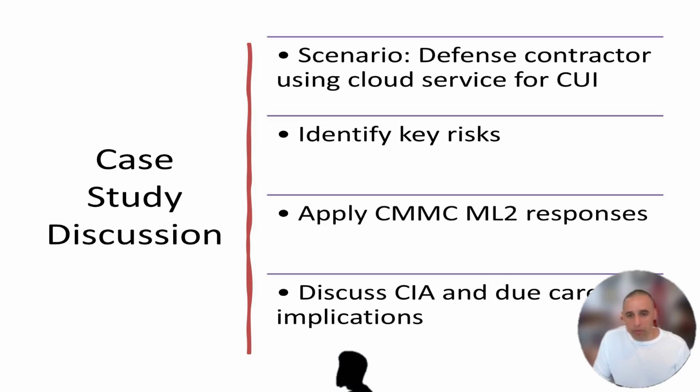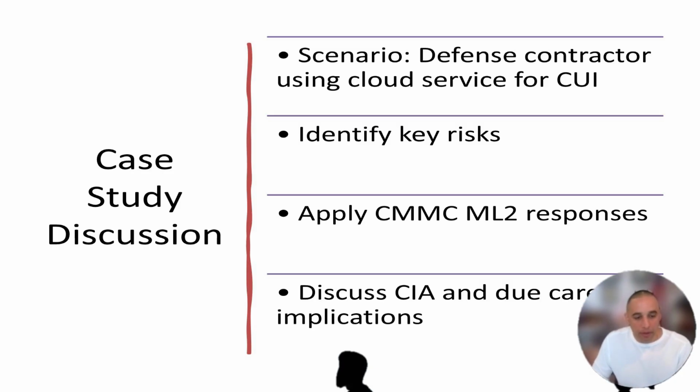This scenario involves a defense contractor using a cloud service to store and process controlled unclassified information, or CUI. First, let's identify the key risks in this scenario: data breaches or unauthorized access to sensitive CUI, compliance failures with government regulations and contractual requirements, potential service outages or disruptions impacting availability, insider threats, either from the contractor staff or the cloud provider.